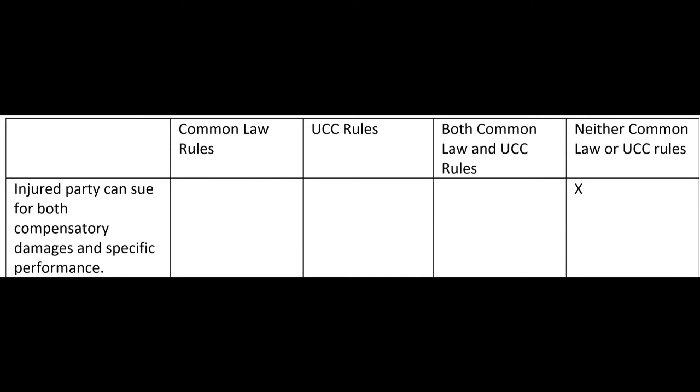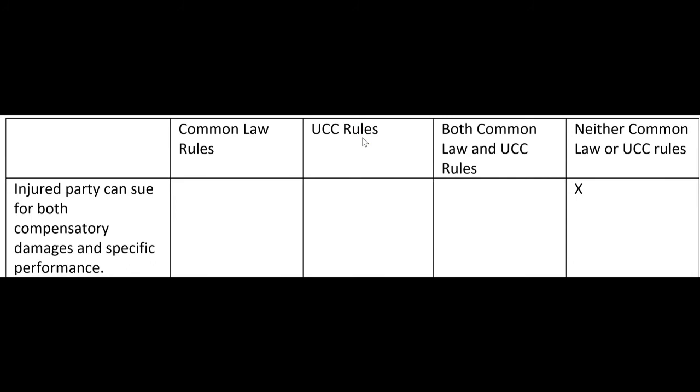Now, if you take the $1,000, that's your compensatory damages. You can't sue me for specific performance. But if you say, no, I don't want the $1,000, I want the house, that's you suing me for specific performance. And it's allowed for real estate, but it's not allowed for services. What about under the UCC? Can you get specific performance?